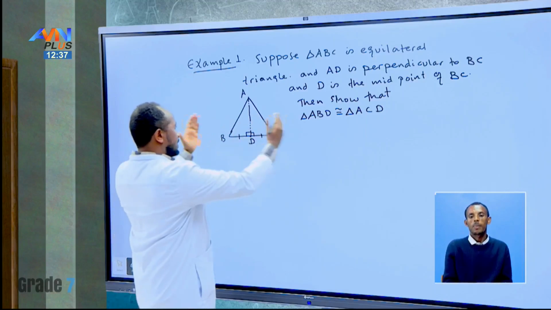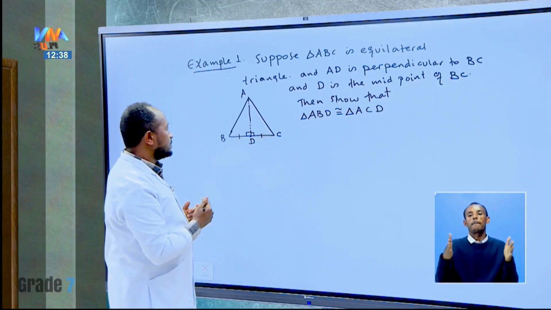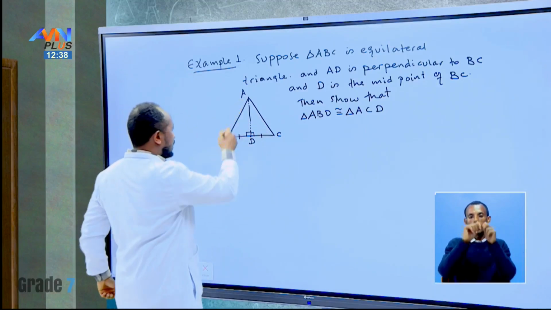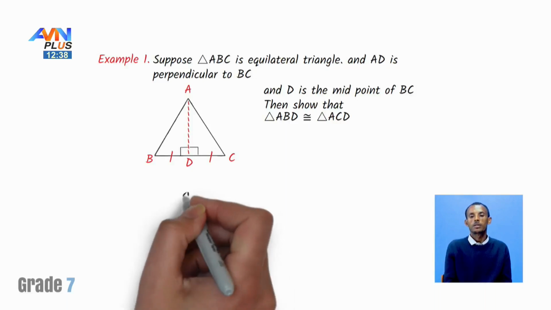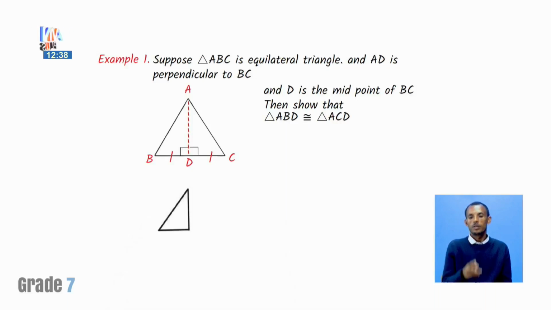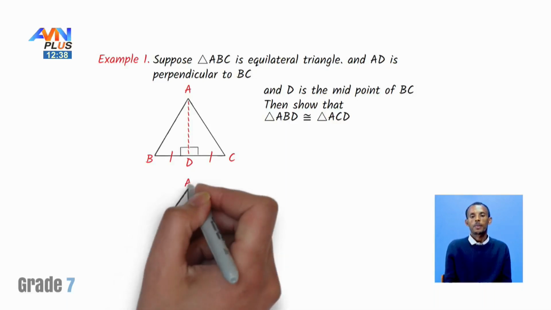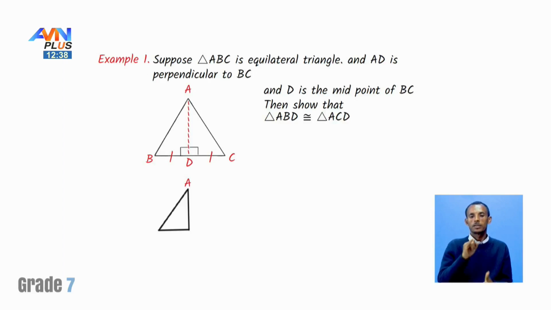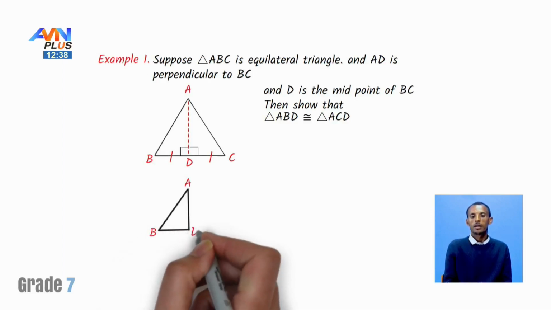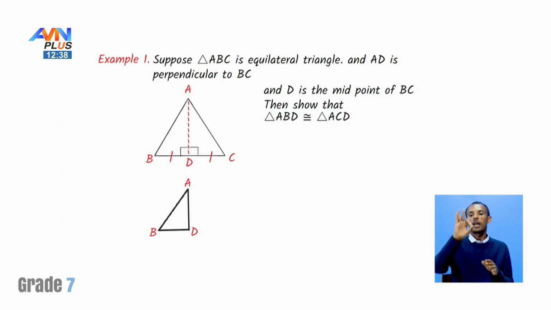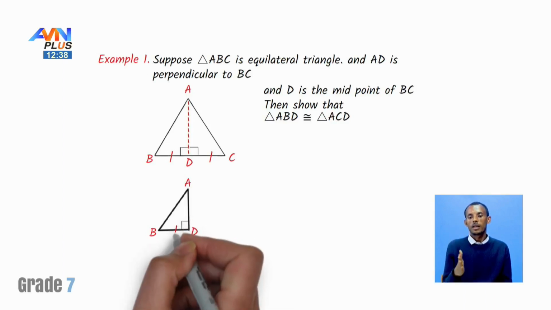Let's separate the two triangles and see them individually. If you take this triangle, you have this one. So here it is B, there is A, and this one is D. It's 90 degrees. And this side is the same as this one. Again, take this one.